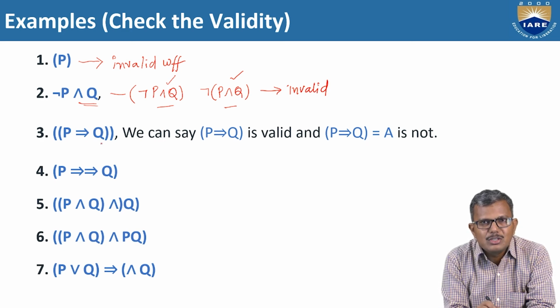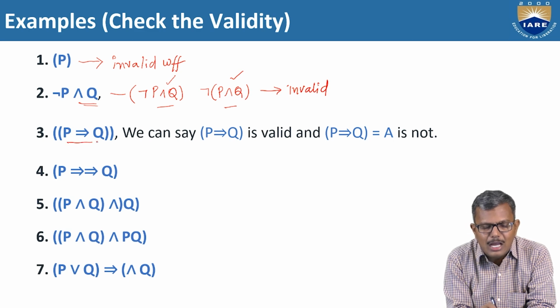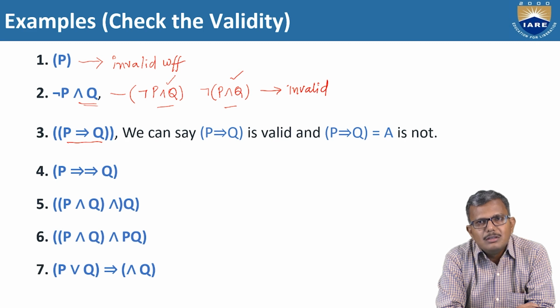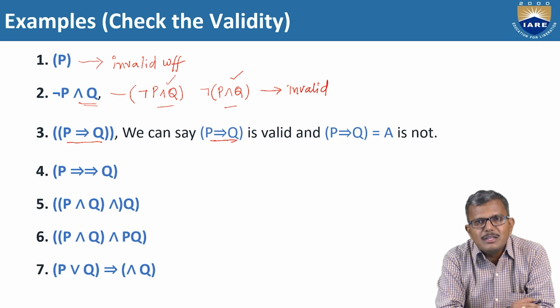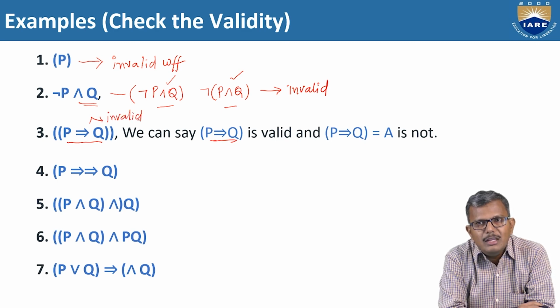Now come to the third one, P implies Q. Whenever you are using a composite statement, definitely you have to keep it inside the parentheses. But here, unnecessarily we are using double parentheses to represent the composite statement. It should be either like this, P implies Q with only one parenthesis. Here this becomes an invalid statement.